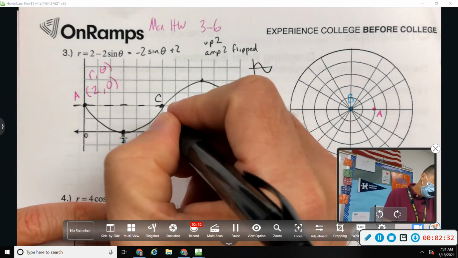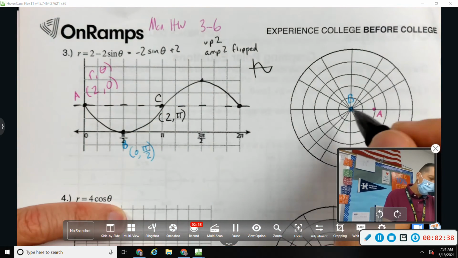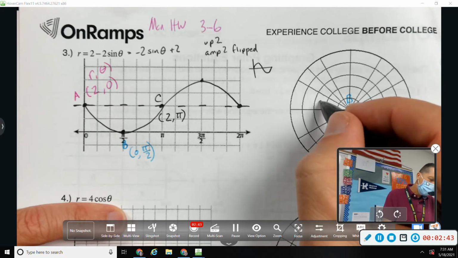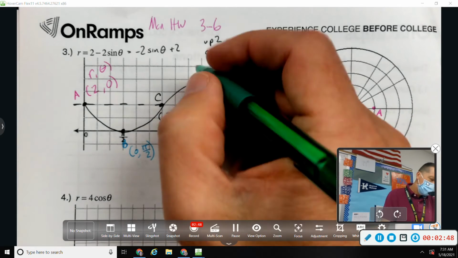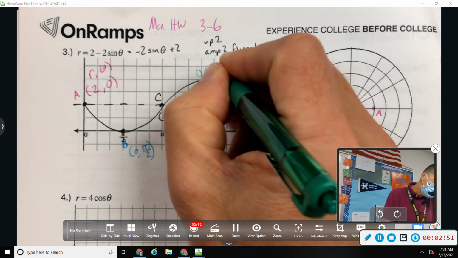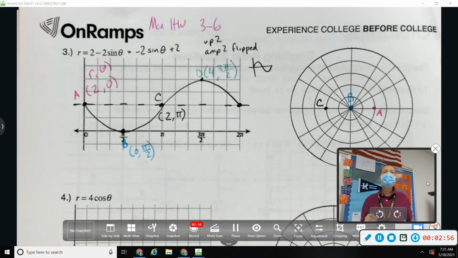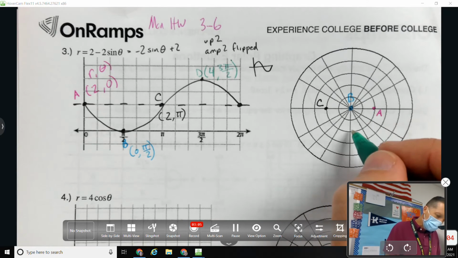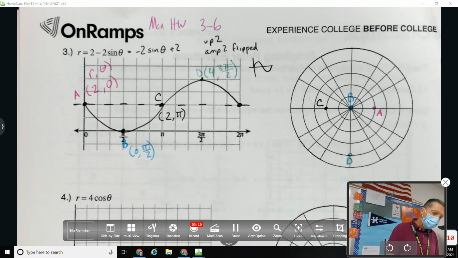Point C is at pi, and it's up at 2. So we'll rotate around to pi and go out 2. Point D is at 3 pi over 2, and it's up at 4. So we'll rotate to 3 pi over 2, all the way down here, and go out 4. 1, 2, 3, 4. So there's point D.